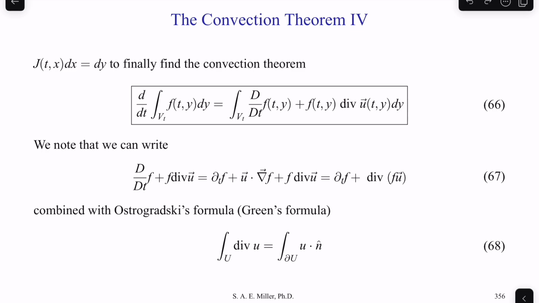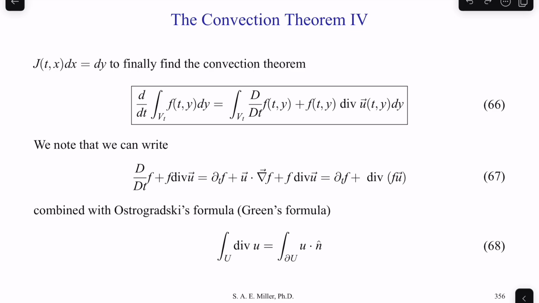So we'll have d/dt of the volume at time t of our property in our field f of y and t goes as the volume integral over the same volume of the material derivative of f plus f times the divergence of u. We can also note that the material derivative of f plus f divergence u goes as partial f partial t plus u dot nabla f plus f divergence u, which goes as partial t of f plus divergence of fu, which is the preferred form, in my opinion, for these equations.